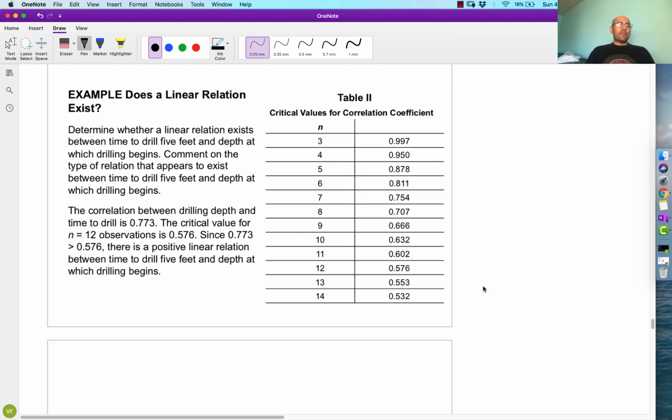Okay, so determine whether a linear relationship exists between the time to drill 5 feet and the depth at which drilling begins. Comment on the type of relationship that appears to exist between the two. Okay, so we have our data. We calculated our R value at 0.773. For n equals 12, the critical value is going to be 0.576. And because 0.773 is greater than 0.576, there is a positive linear relationship between the time to drill 5 feet and the depth at which drilling begins.